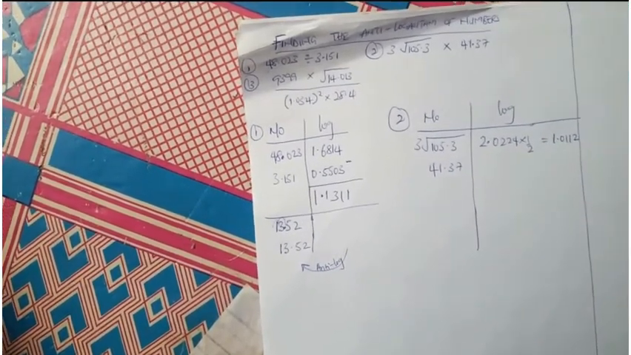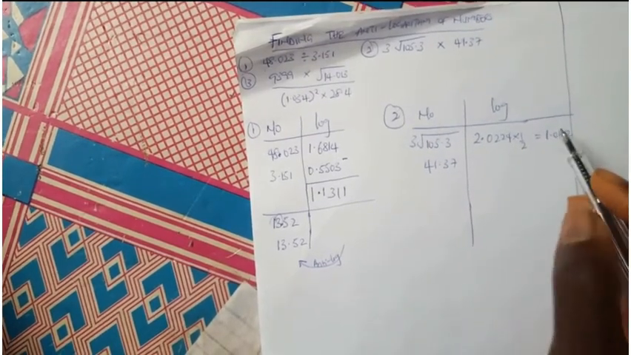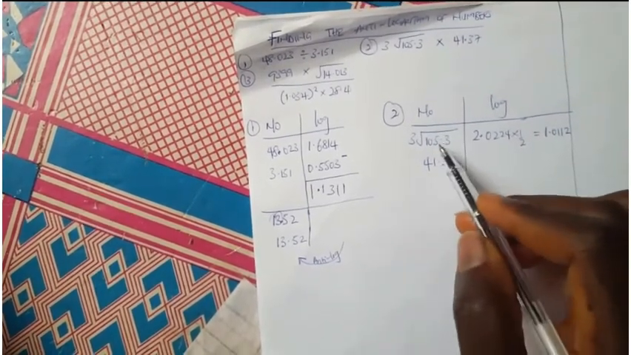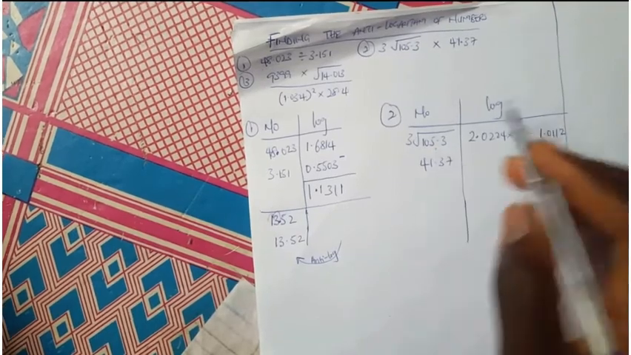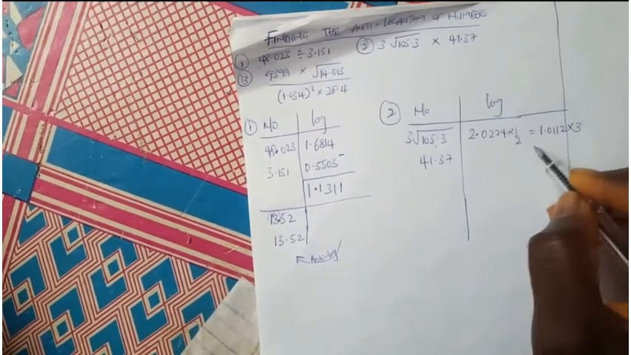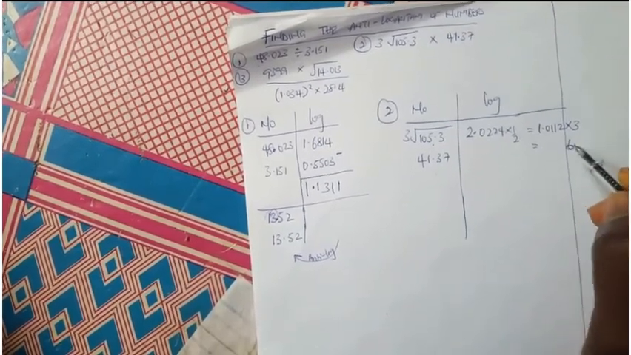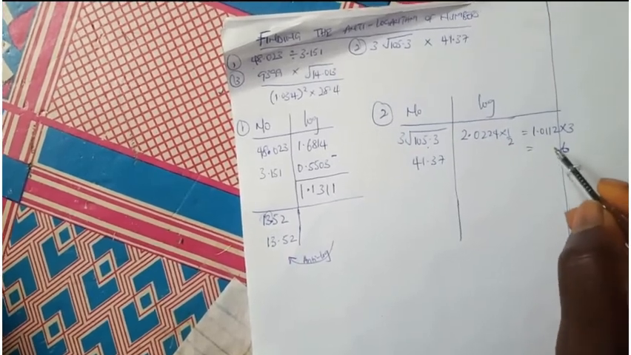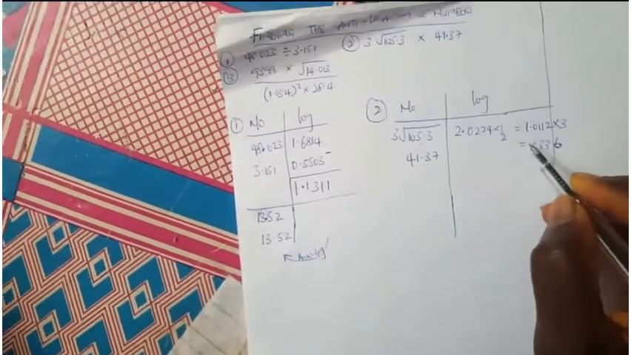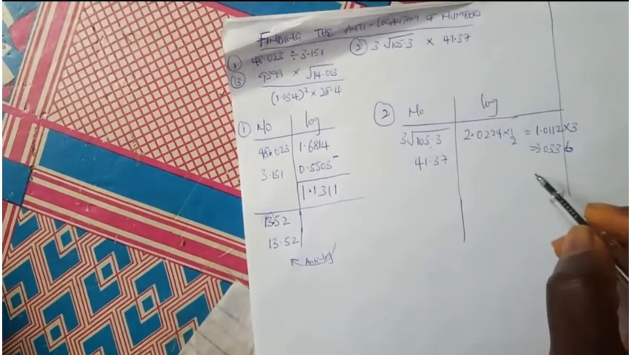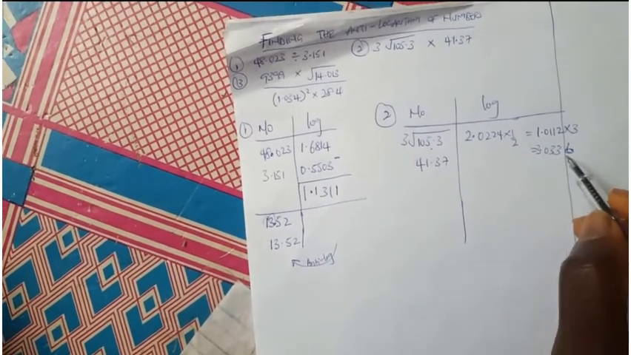112. Okay, 1.0112 gives us the square root of the logarithm of this number. Then I'll now multiply by 3 to get 6, that's 6, this is 330 point 3. So I have 3.0336.